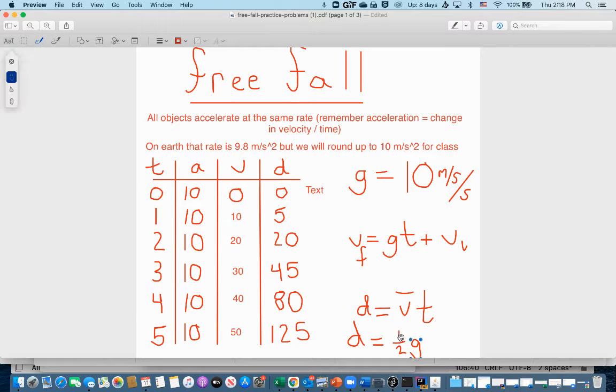Well, notice here, this is 1/2 times g, right? That's 5, and then times my time squared. So we can use this equation for our distance. Now, as long as we're starting from rest, in these cases we use this equation right here. So now we have two equations. We're going to use this one and this one to solve our free fall problem.